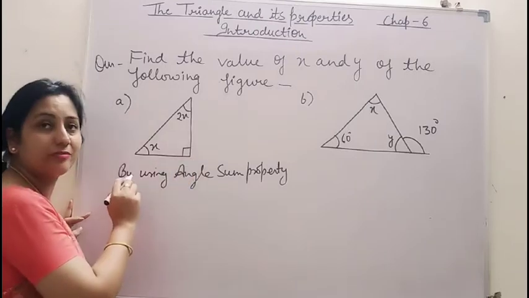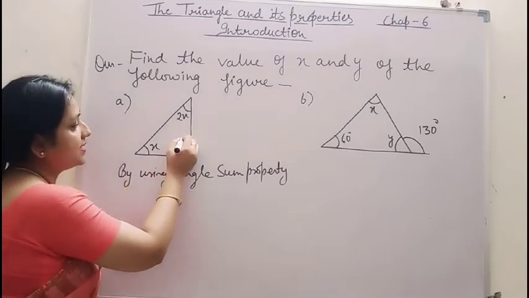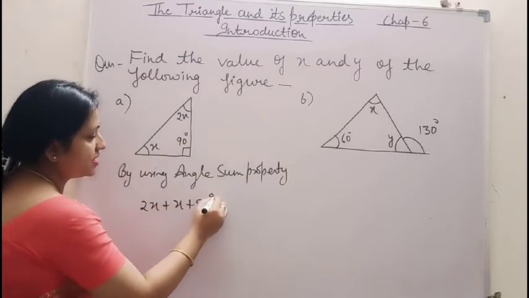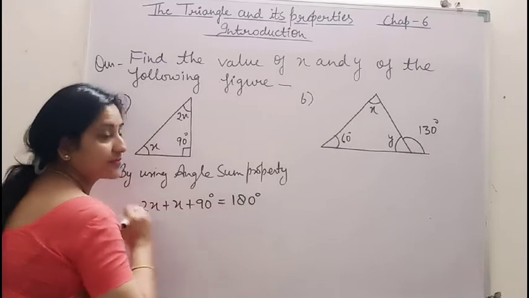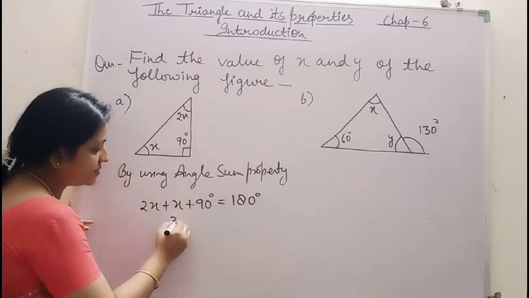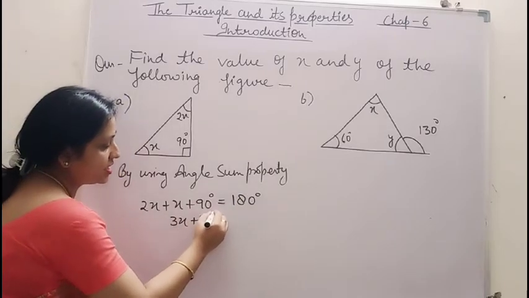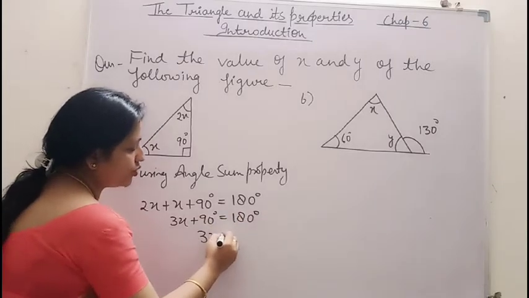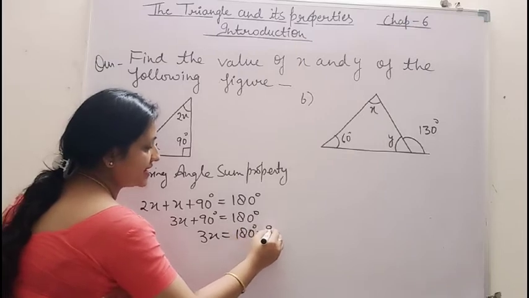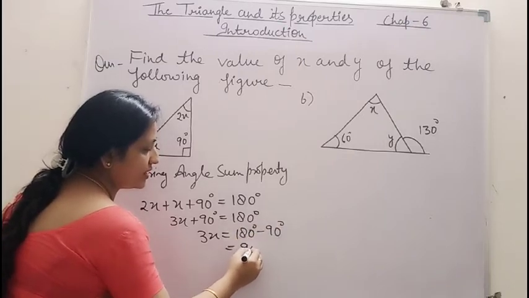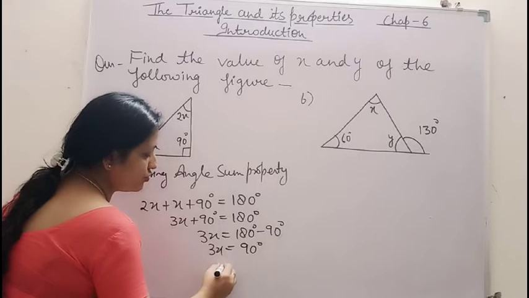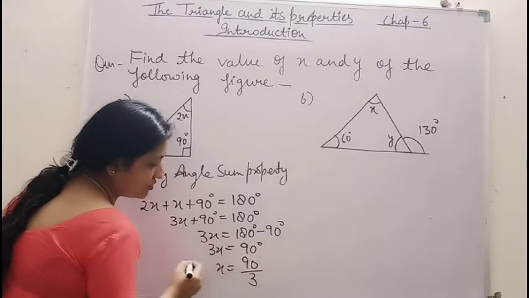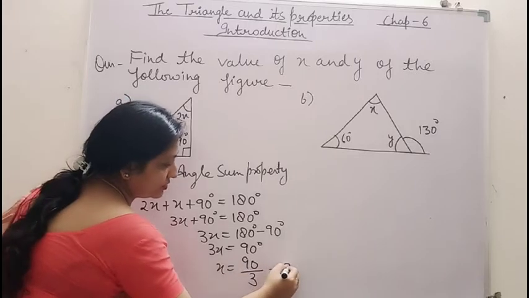This angle is not given, but we know that this is your 90 degree. So 2x plus x plus 90 degree is equal to 180 degree. Okay, 2x plus x will become 3x plus 90 degree is equal to 180 degree. So 3x is equal to 180 degree minus 90 degree, which is equal to 90 degree. So for the value of x, we will transpose this 3 from this side. So it will be 30 degree.